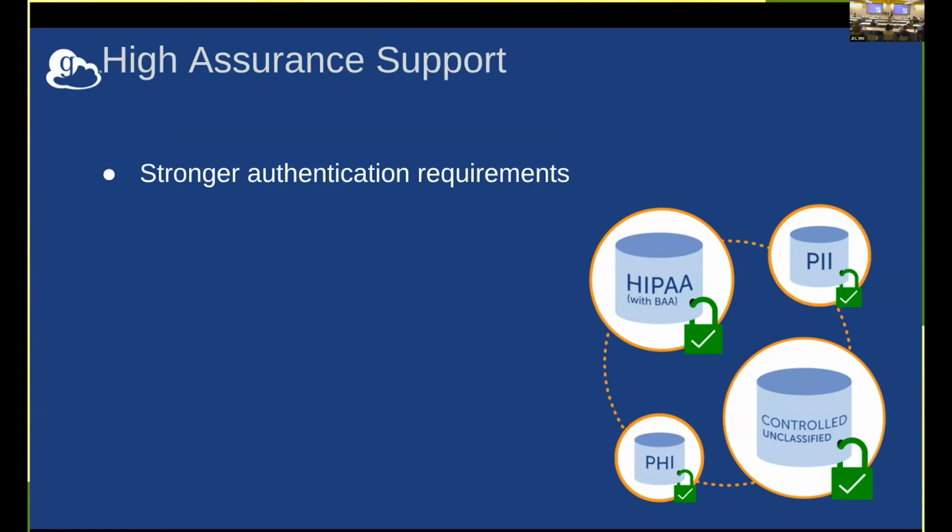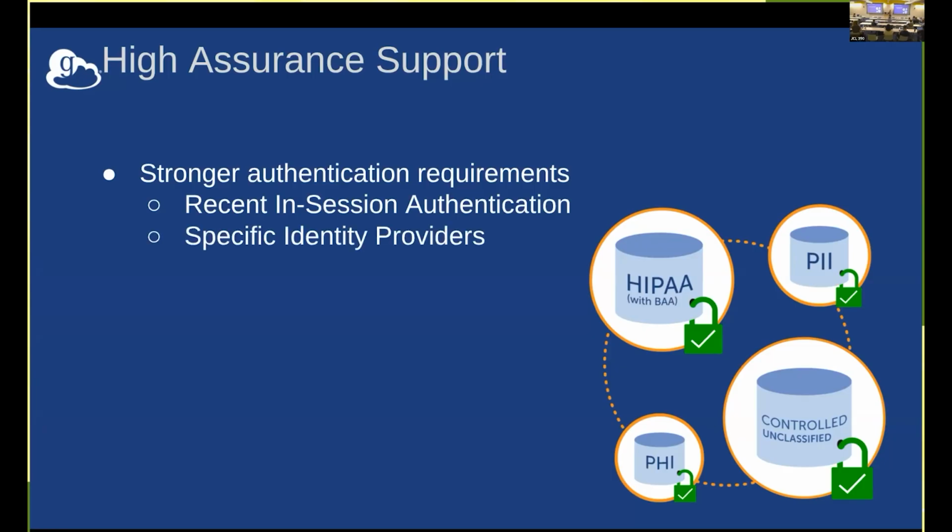The big features that come along with high assurance are stronger authentication requirements. So we're able to require recent in-session authentication, and make sure that you have authenticated with the browser that is actually involved, or on the machine you are working from. We can enforce some of those session requirements and session isolation between authentications. We allow you to restrict access to specific identity providers. So if you are at A&L or Chicago or whatever, you can restrict your access to only supporting that community. You're now able to require MFA for authentication to compute endpoints.